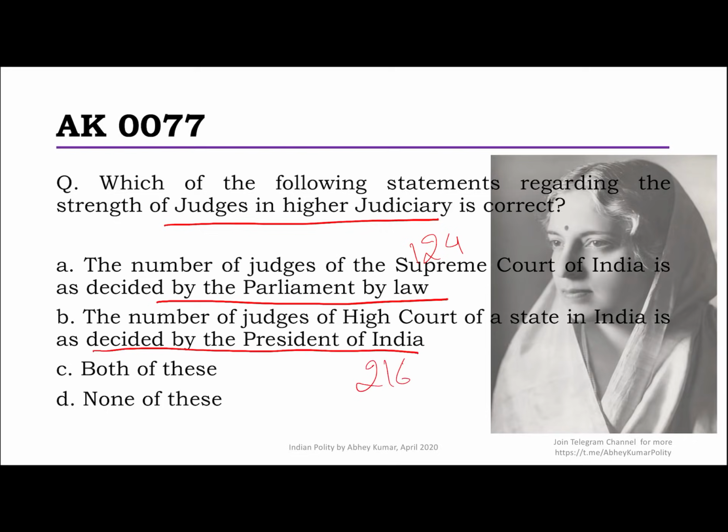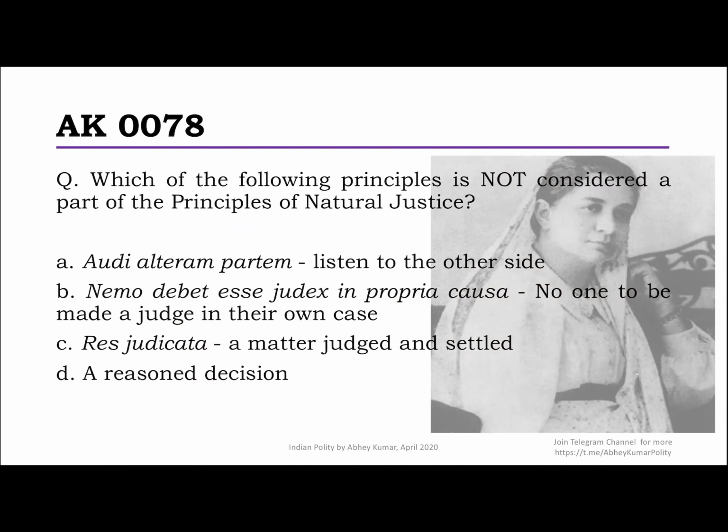I will refer you to Article 216. It very clearly mentions that every High Court shall consist of a Chief Justice and such other judges as the President may from time to time deem it necessary to appoint. So if you have read the basic articles, otherwise also through your books, you should be able to answer this easily. So the correct answer here should be both of these statements. So we move on to the next question.